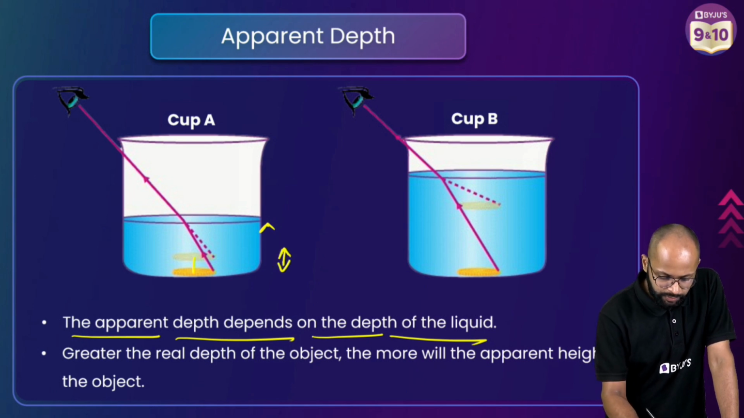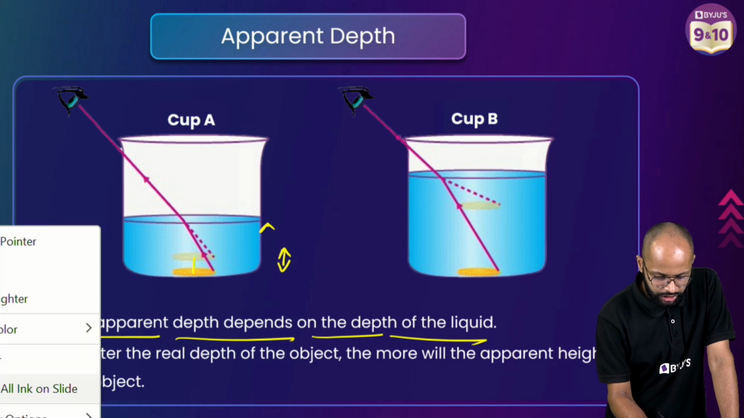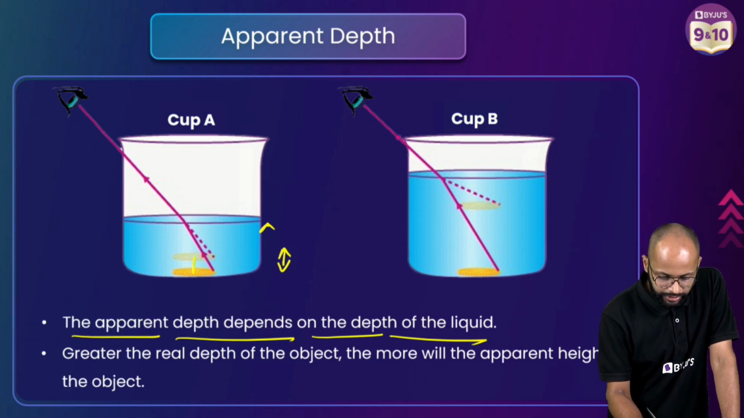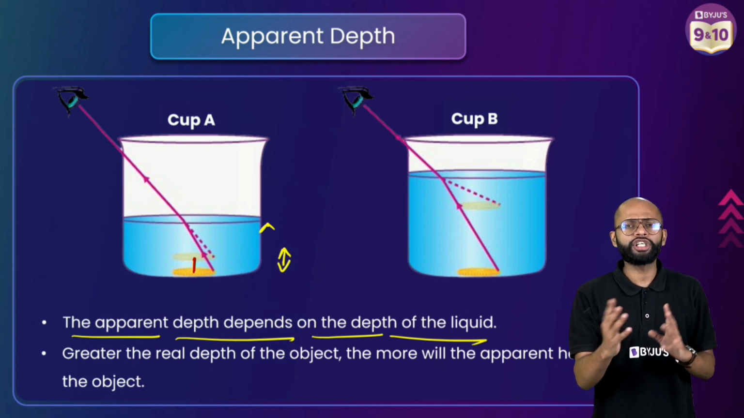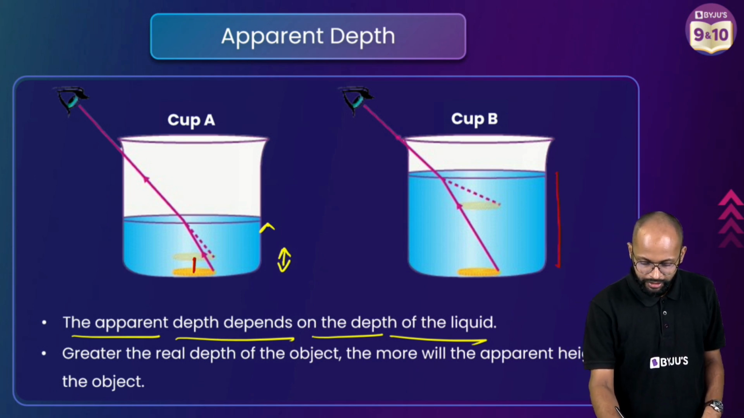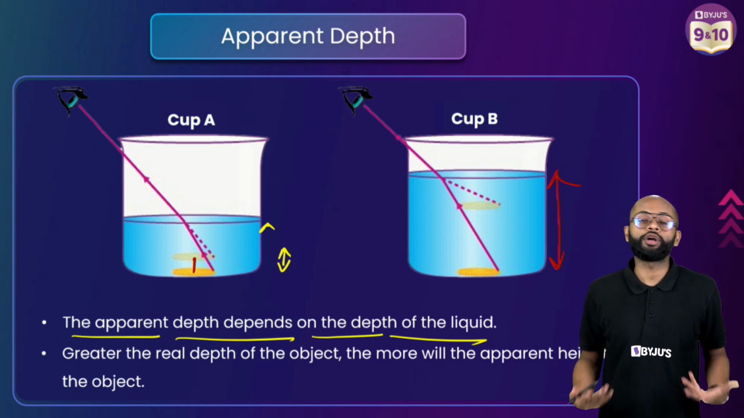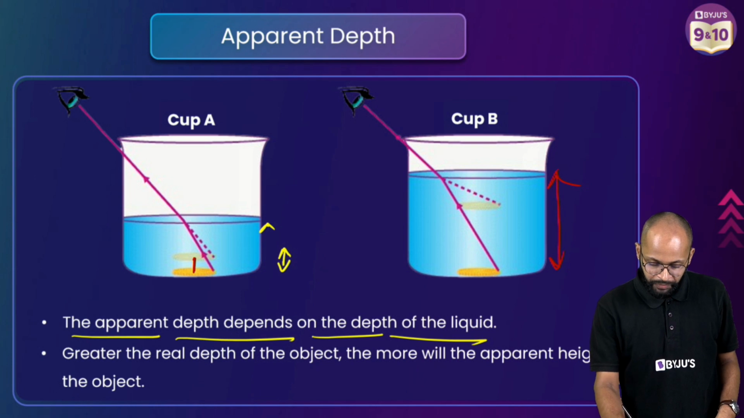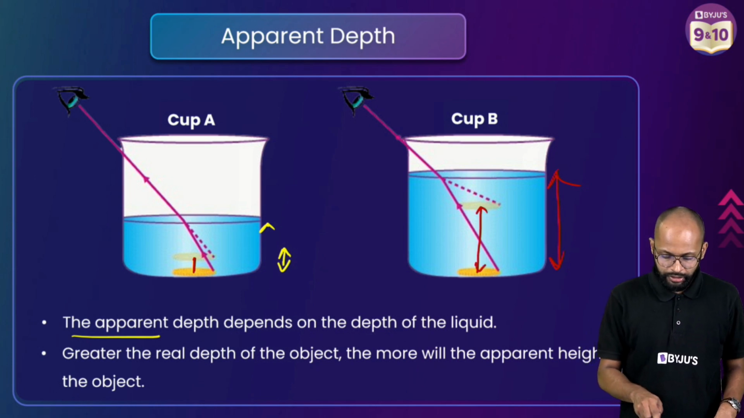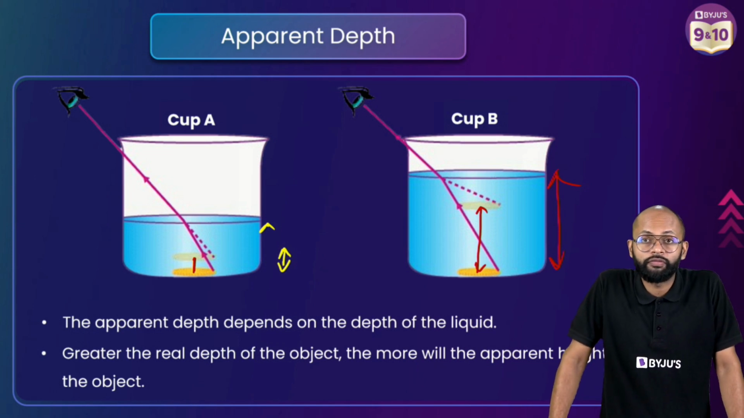If you see this much, let me change the color. This much is the total change in the depth, okay? This much is the total shift. But if you have more water in the beaker, means the real depth is more, because this is the real depth, no? The shift is also more. So the apparent depth depends on the depth of the liquid.